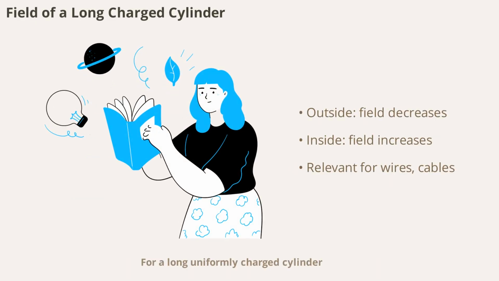For a long, uniformly charged cylinder, Gauss's law helps us determine the electric field at various points. Outside the cylinder, the field decreases with distance, while inside it increases linearly from the axis. This scenario is common in wires and cables, making it a practical application of electrostatics in technology and engineering.